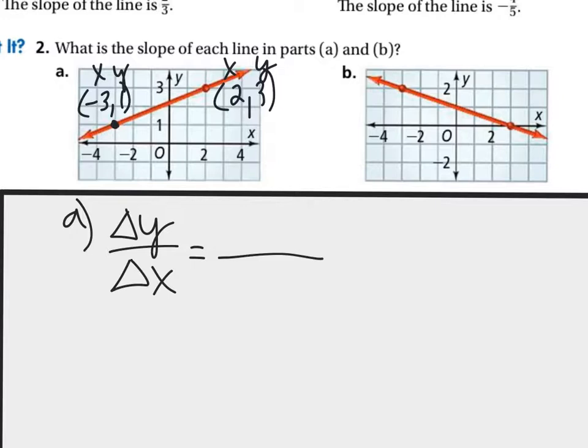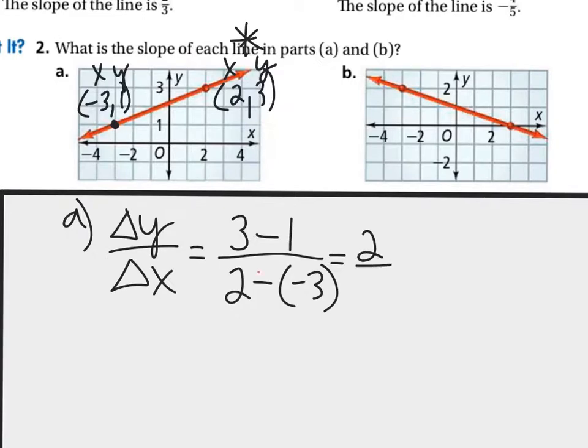Again, changing y, we're going to subtract our y's, so we can either do 1 minus 3 or we can do 3 minus 1. 3 minus 1 would probably be a preference of most. So for our x's then, we have to keep the same order. We'd have to do 2 minus negative 3. So 3 minus 1 is 2. 2 minus negative 3, you might want to add the opposite, or change the sign, add a line, and that would be 5. So our slope would be 2/5.